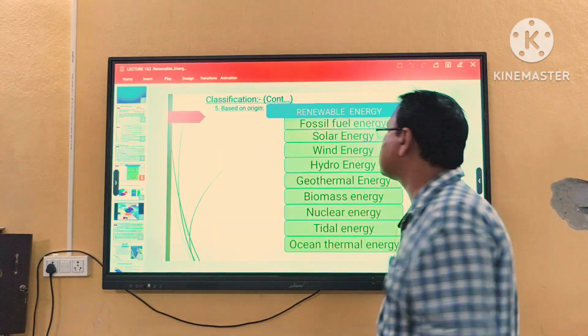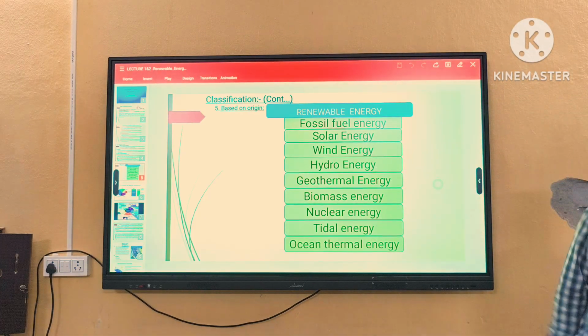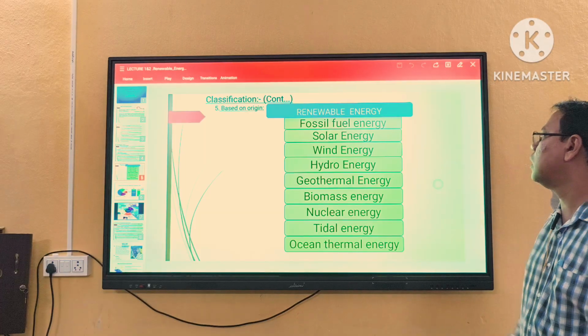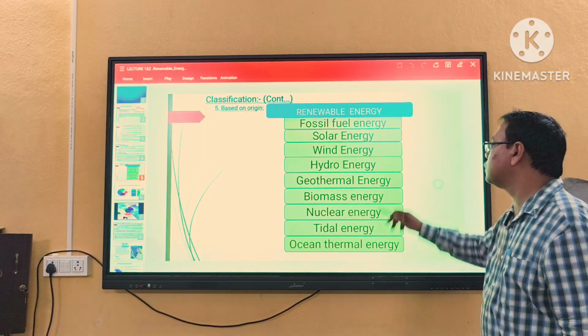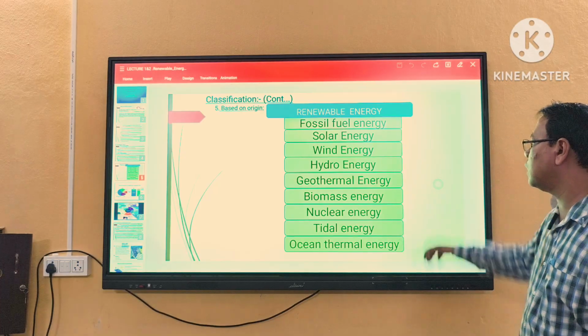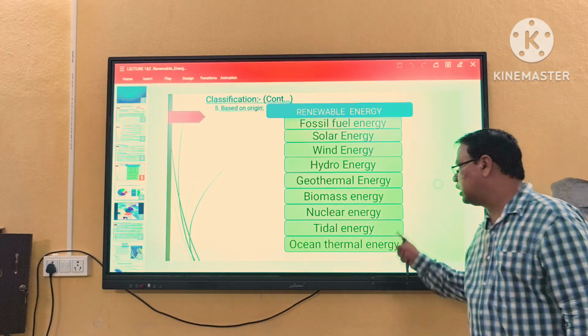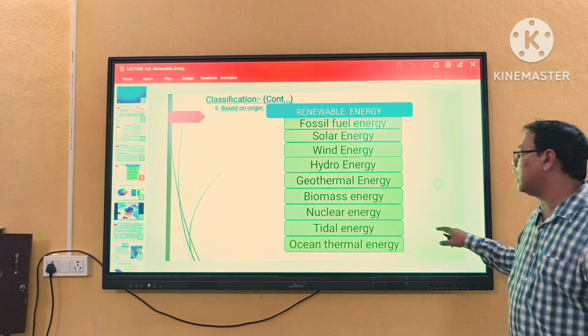Again, based on origin, the energy sources can be broadly divided into fossil fuel energy, solar energy, wind energy, hydro energy, geothermal energy, biomass energy, nuclear energy, tidal energy, and ocean thermal.